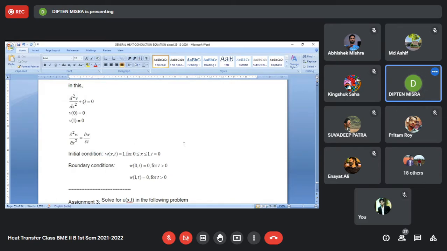convection heat transfer. Sir, would it be possible to share this Word file with us? Yes, I'll just after this class I'll transfer the whole thing. Thank you, sir. Thank you, sir.